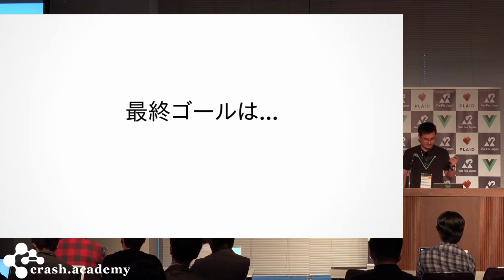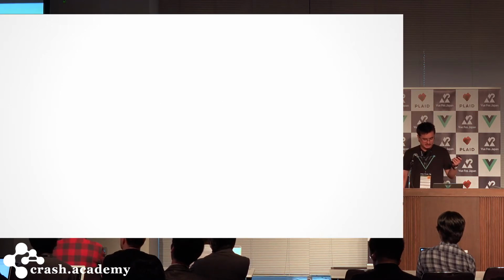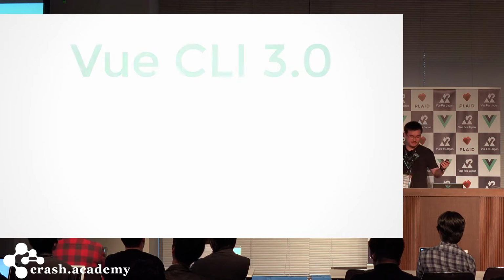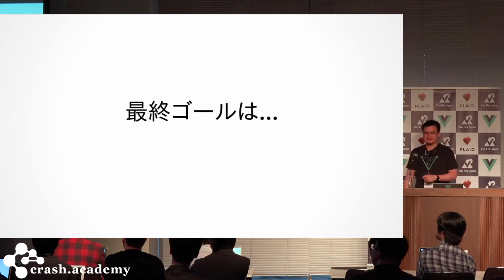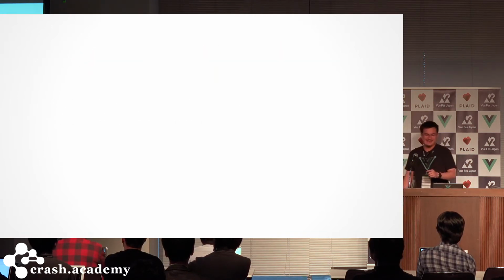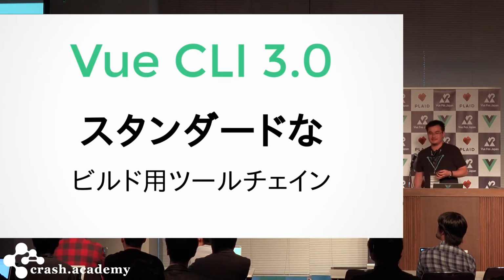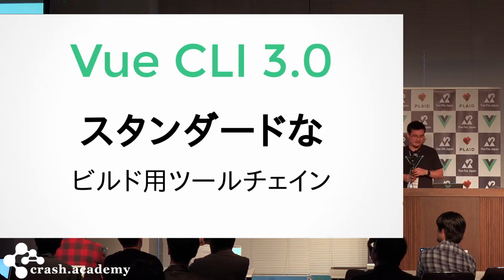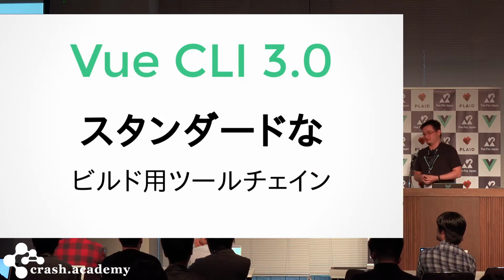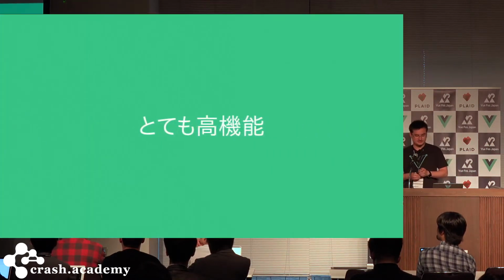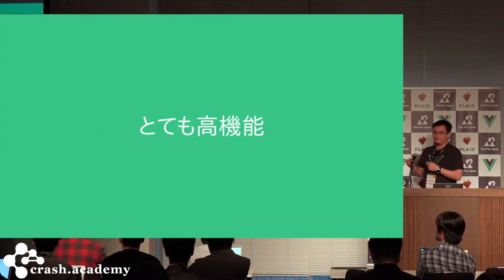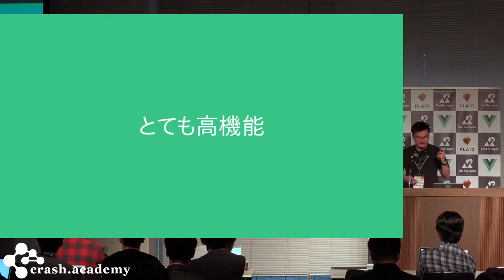So I don't remember what this slide is about. So the objective, I think the objective is to make Vue CLI the standard build tool for every single Vue project on the planet, and that means we have to be more flexible and more powerful. So that's why we packed a lot of features into this new Vue CLI.